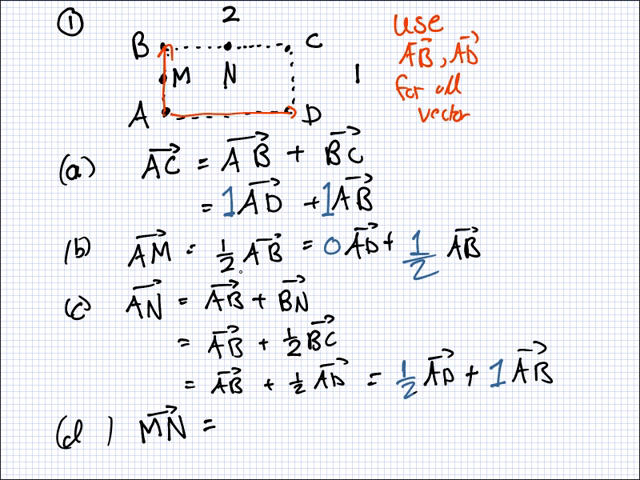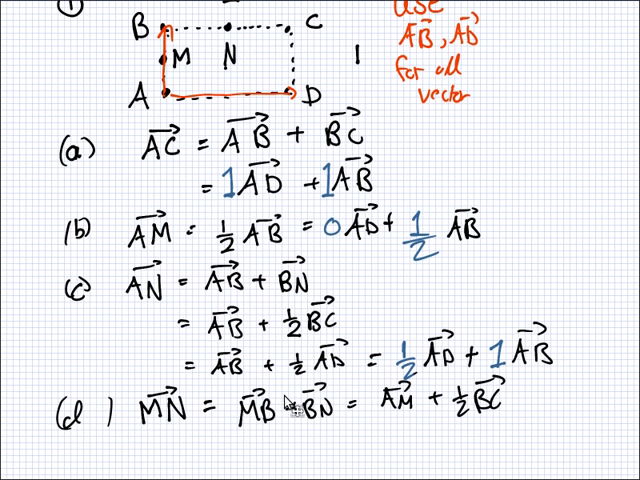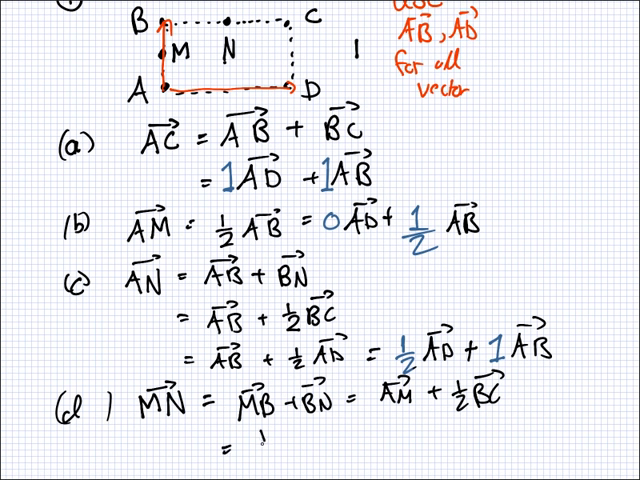So MN is the same as MB plus BN. But MB is the same as AM. And BN is the same as a half BC. AM is the same as a half AB plus a half. And BC is the same as AD. So the answer is a half AD plus a half AB.